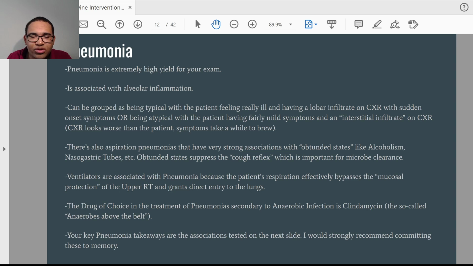You'll see this in people that have obtunded states, like obtunded state risk factors. So, alcoholic, right? Person that has a nasogastric tube, person that has a ventilator, right? The thing is, when you have an obtunded state, you're essentially suppressing the cough reflex, right? And that cough reflex really helps with clearing bugs. So if that cough reflex is inactivated, then you're in trouble, right?